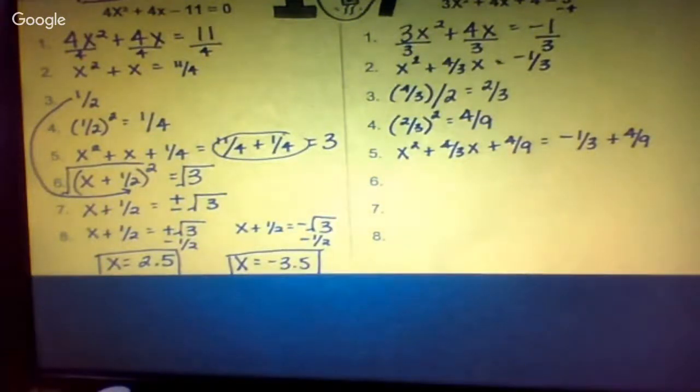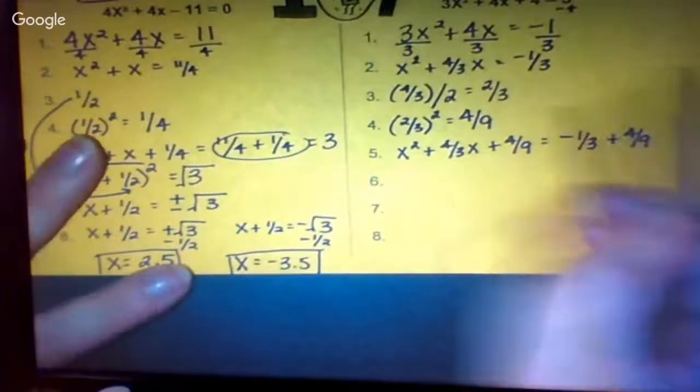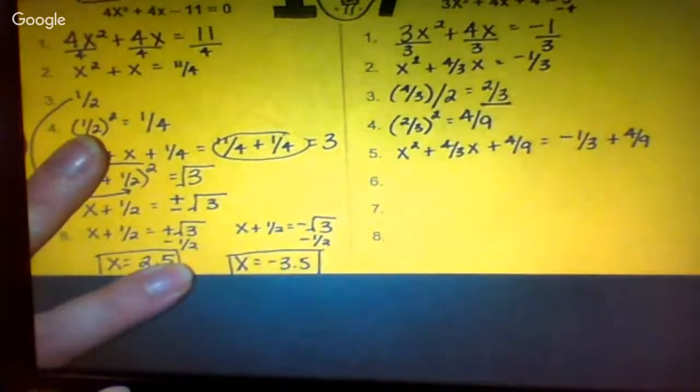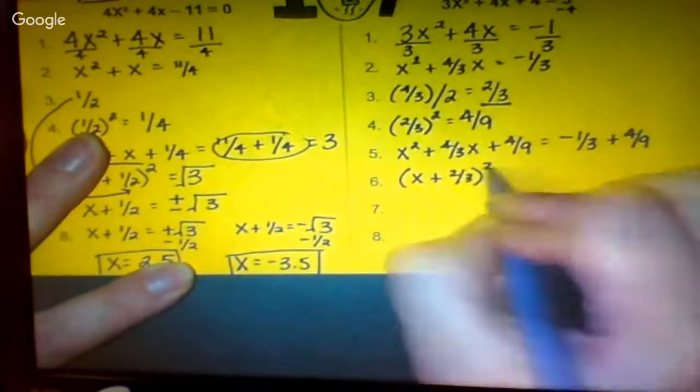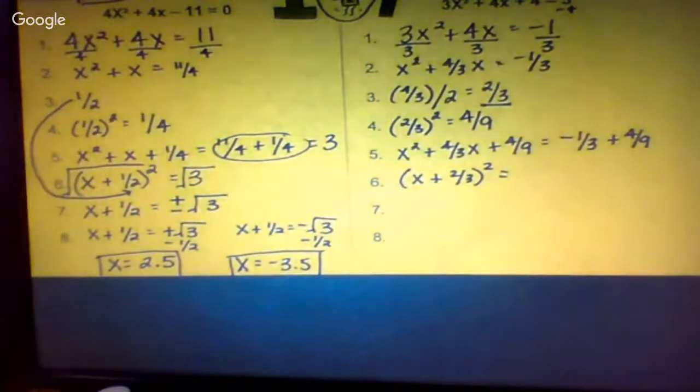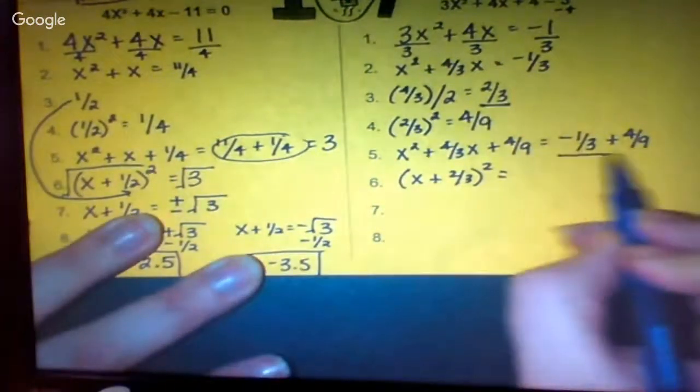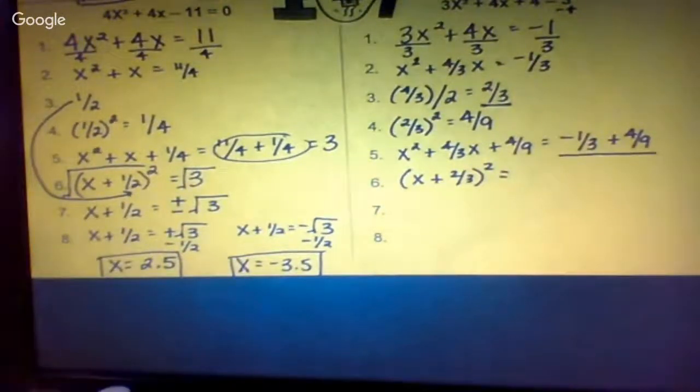Okay, now I need to factor the left-hand side, which is why I gave you the shortcut. So you're going to go back to where you divided b by 2. So this is x plus 2/3 squared. And that's going to equal, you need to combine these two, negative 1/3 plus 4/9. What's negative 1/3 plus 4/9? Go ahead, put it in the calculator.